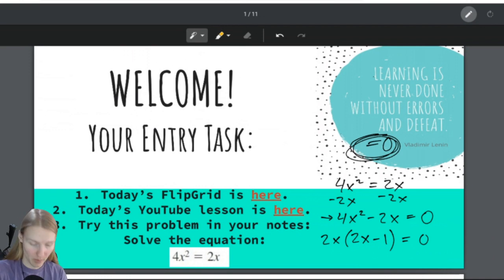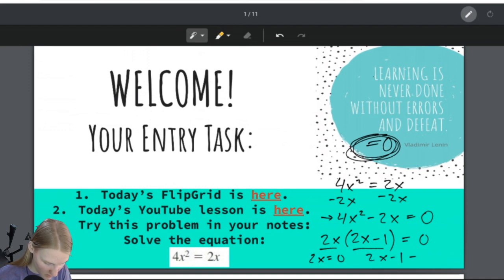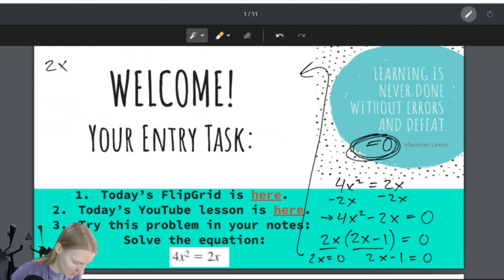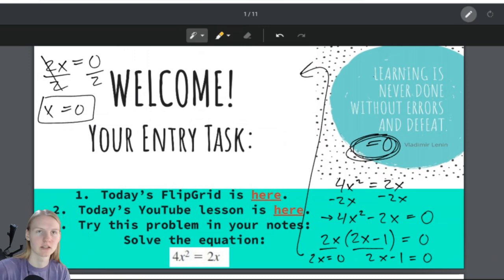Awesome. And now you remember what to do. Anytime I have a polynomial in factored form, I can take the first chunk, set it equal to 0, or the second chunk equal to 0. So I will have 2x equal to 0, or 2x minus 1 equal to 0. Now we're running out of space, so let's take this up here. If I have 2x equal to 0, I need to divide by 2 on both sides, and I get that x is equal to 0.